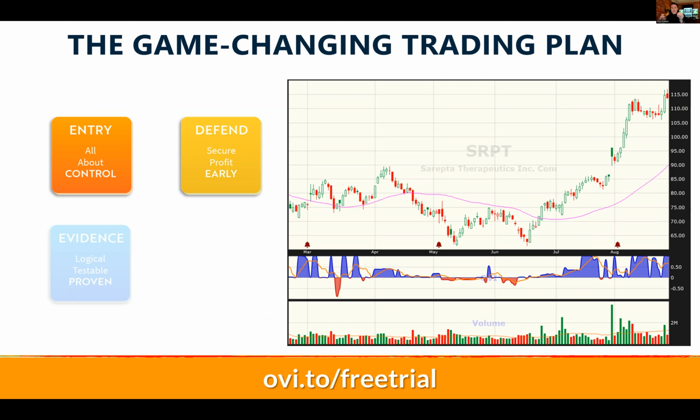So make sure that your profit target is not too far away. It's ridiculous to try and go for 4-to-1 risk reward ratios. It's absurd. It just doesn't make any sense.